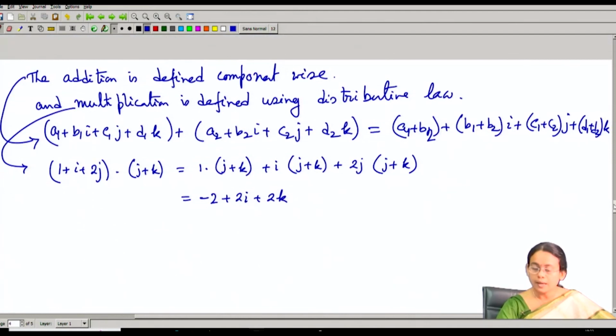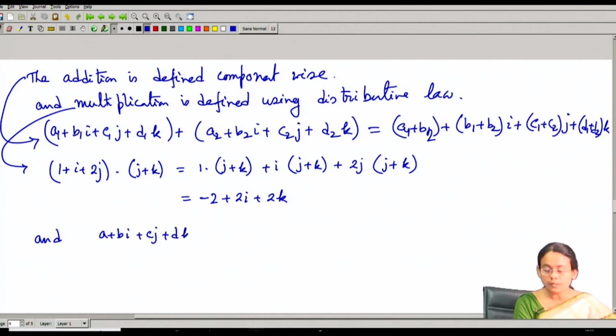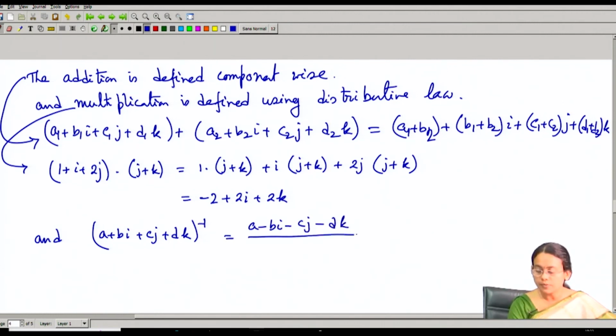And you can see that here every non-zero element has a multiplicative inverse. So, what is the inverse? The inverse of a + bi + cj + dk is nothing but a - bi - cj - dk divided by a² + b² + c² + d².